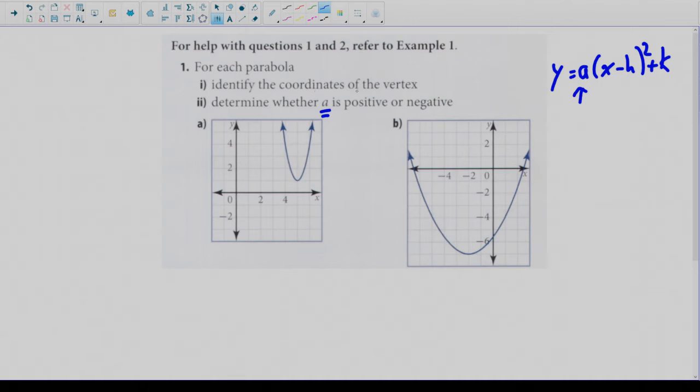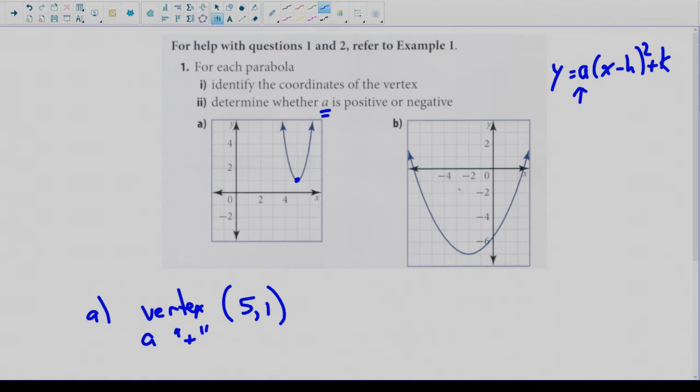So the first thing we're going to do is identify the coordinates of the vertex. Well, for this parabola, that would be right here. What is that coordinate? 1, 2, 3, 4, 5, and going up by 1. So for A, my vertex is 5, 1. Determine whether A is positive or negative. Well, is it a smile shape or a frown shape? Because it's a smile shape, we know that A is positive. And that's all they're asking you to do for that question. So it's a nice little warm-up question just to get you starting to think about things.